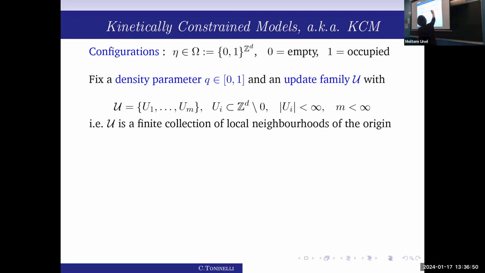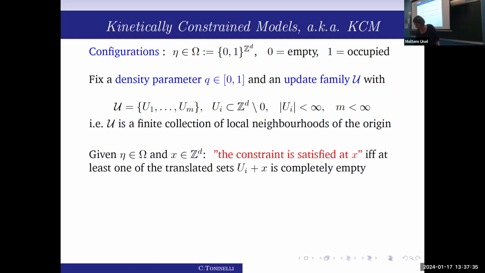And then the other thing that you have to choose, which here is where it seems a little bit abstract, is an update family. So what is an update family? The update family, which I call with this slanted U, is a finite collection of local neighborhoods of the origin, which means that it's a collection of sets, U1, ..., UM, where M is fixed and finite, and each Ui is a subset of the lattice. The only requirement is that it is of finite range, so it's not infinite, and it should not contain the origin.